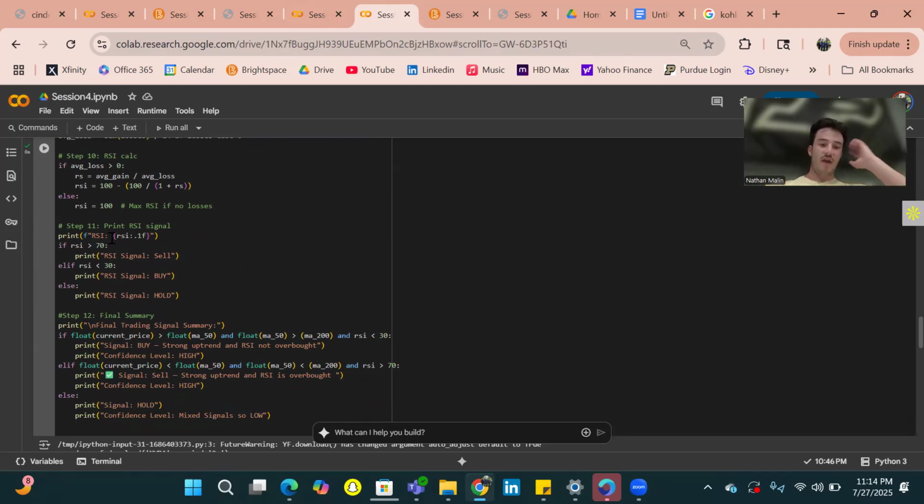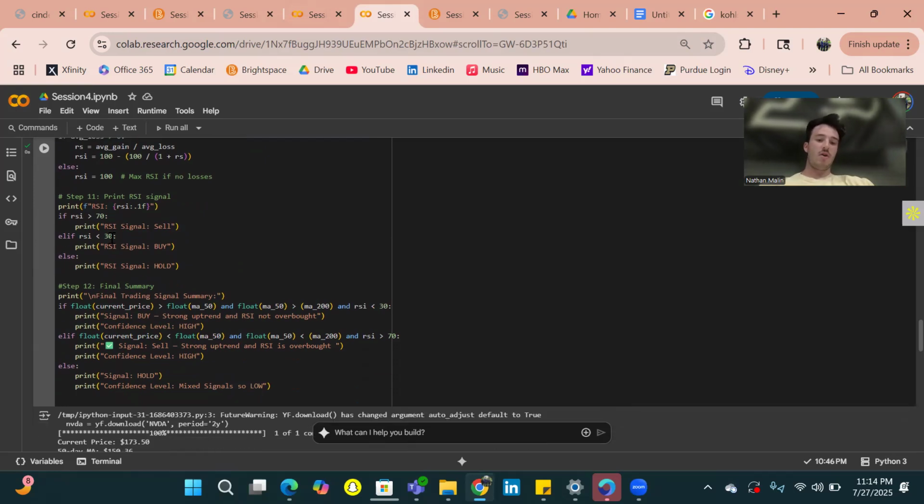And then step 11 is to print the RSI signal. So I printed the RSI, and if it's more than 70, I'd say it's a sell. And if RSI is less than 30, I'd call it a buy. Then if it's between those, I'd call it a hold.